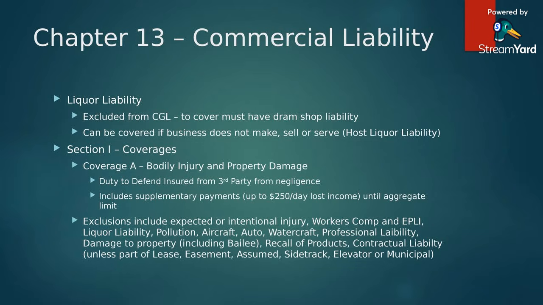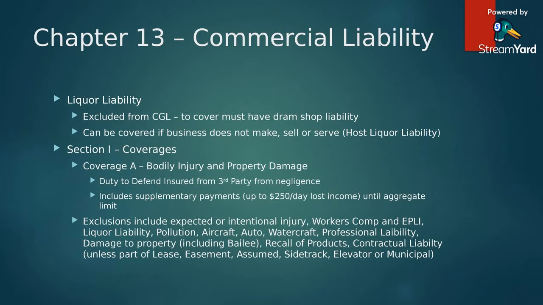Now the sections. Coverage A under Section 1 is going to be for bodily injury and property damage. This is going to include the duty to defend the insured, the first party, from the third party for its negligence. This is going to include supplementary payments. It's going to include all the legal defenses, up to $250 a day for lost income, until the aggregate limit has been reached.